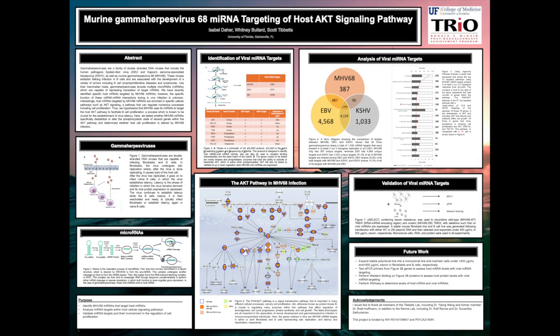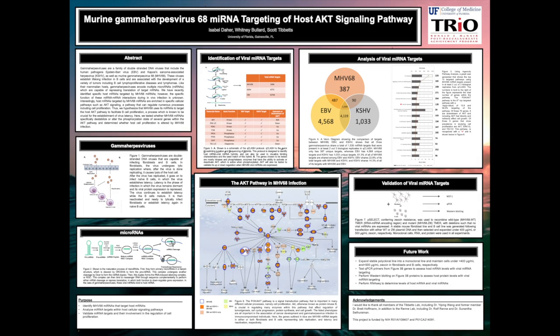My project is MHV68 microRNA targeting the host AKT signaling pathway. Gamma herpes viruses are double-stranded DNA viruses that include human pathogens EBV and KSHV. Although it's difficult to study these human viruses, we can use a genetically related virus, MHV68, for our studies. Ultimately, we want to look at how gamma herpes viruses utilize their microRNAs to regulate B cell proliferation, specifically through the targeting of the AKT pathway.